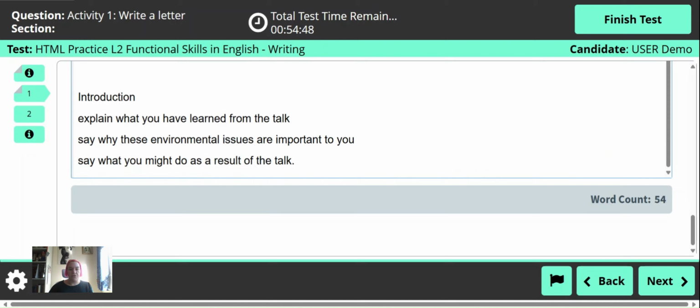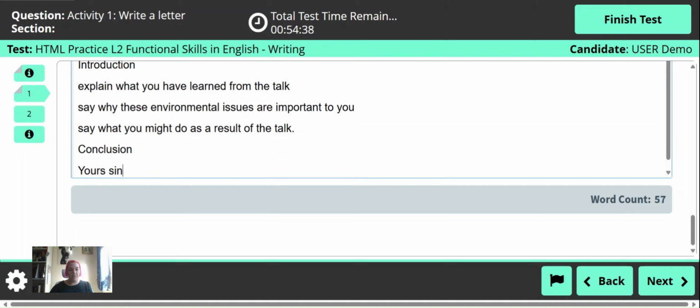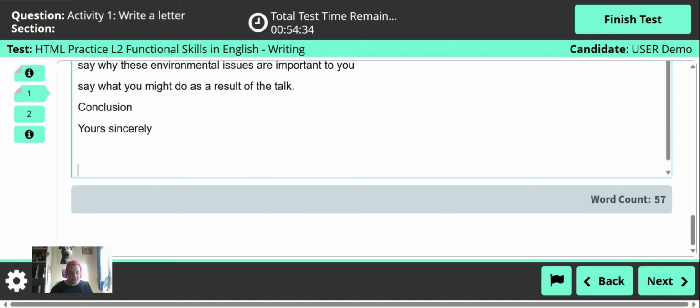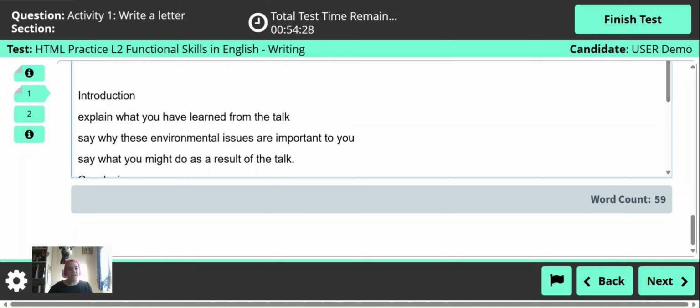We start with an introduction. We write a small paragraph on the first, second and third subjects, and then our conclusion at the end. And then because we know who we are writing to, we know their name, I'm going to write yours sincerely, leave a couple of lines and write my name.